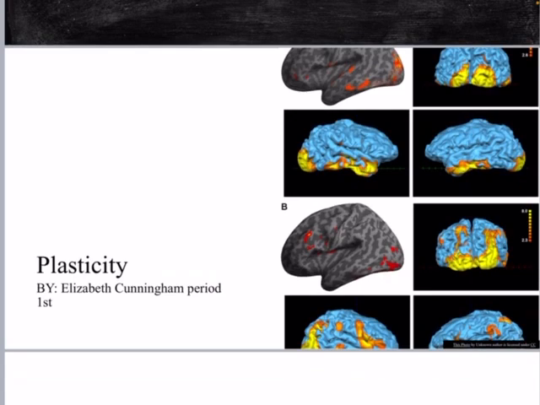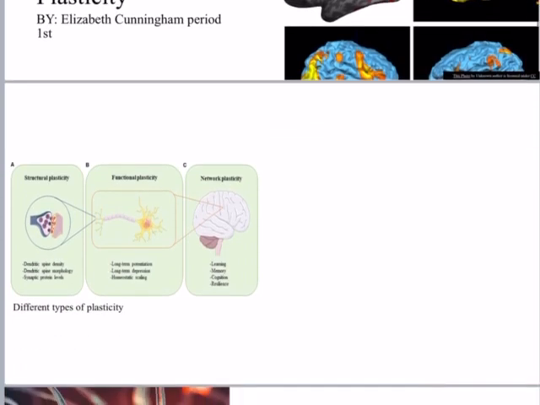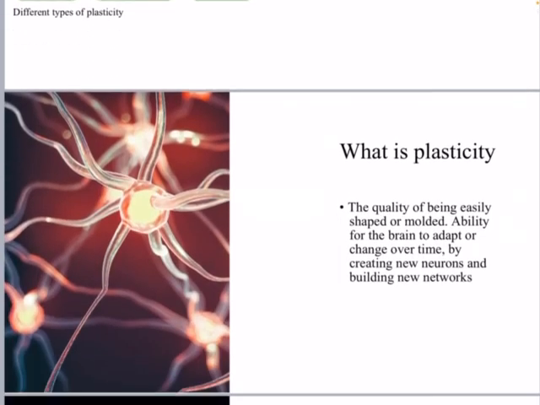Plasticity. Different types of plasticity are structural, functional, and network. What is plasticity? The quality of being easily shaped or molded, the ability for the brain to adapt or change over time by creating new neurons and building new networks.